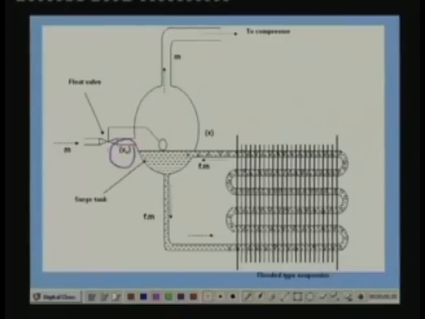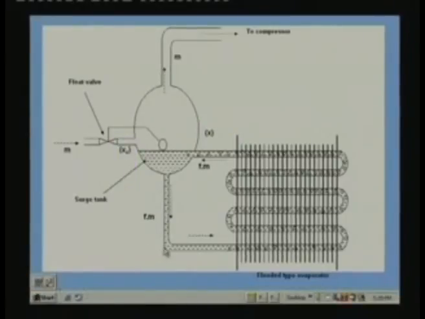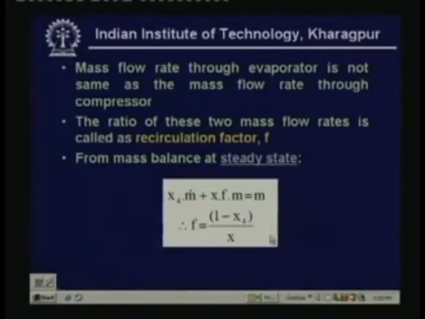x4 is the quality of refrigerant at the inlet to the surge tank, and x is the quality of the refrigerant at the outlet of the evaporator. Okay. So, this is by applying the mass balance across the surge tank. So, once you know the qualities, you can calculate the circulation factor. The circulation factor will be greater than 1. That means more refrigerant circulates through the evaporator than is evaporated.